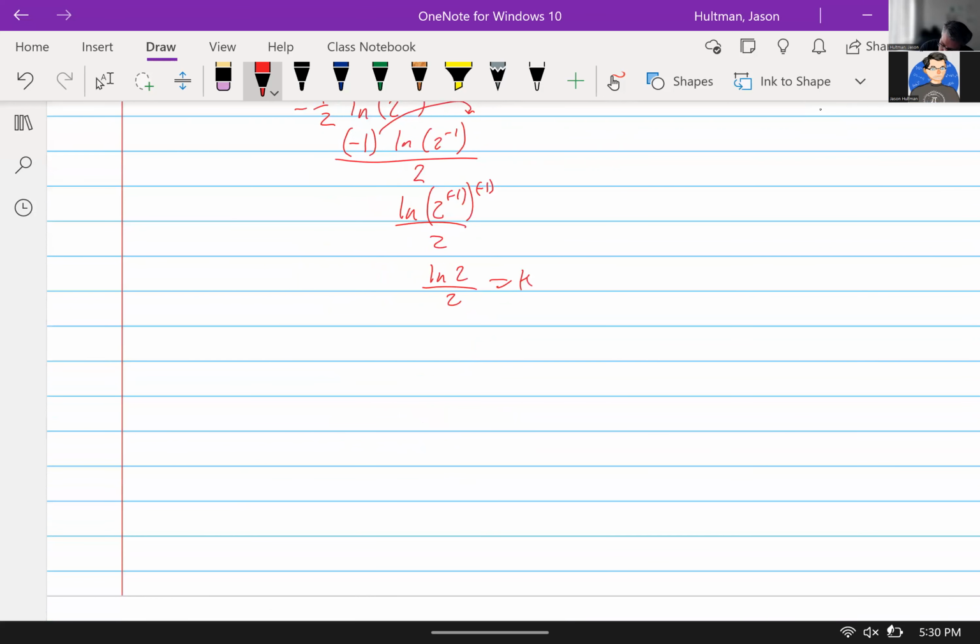Okay, so now what do we have? We have finally our particular solution. Okay, our particular solution of what? We have T equals Tm, which was 350, or sorry, not 350, 70, plus C, which was 280, e to the negative natural log 2/2 t.